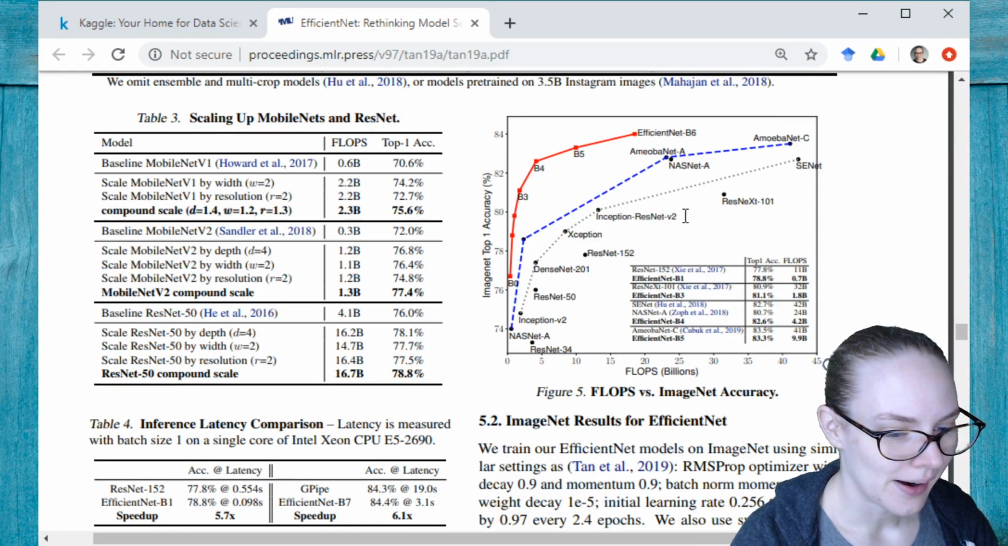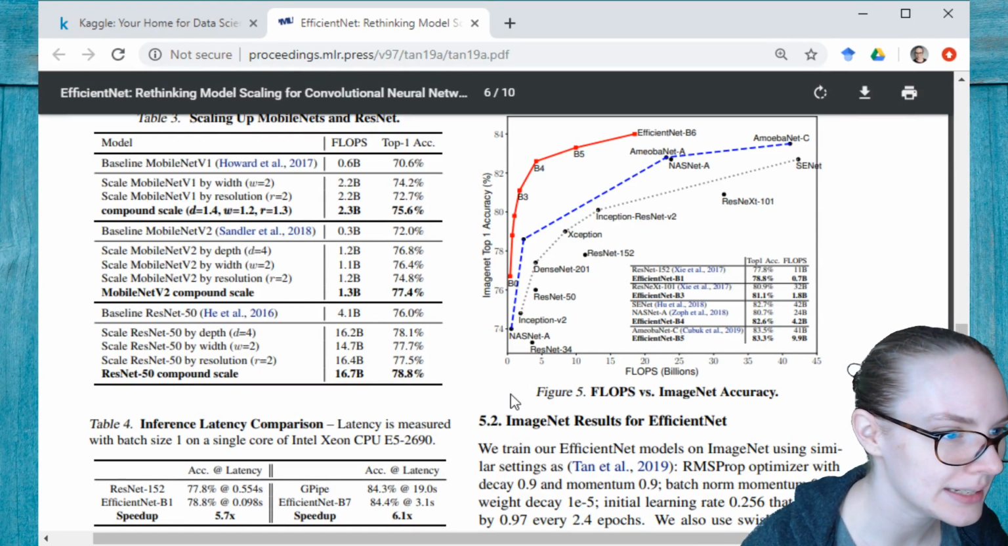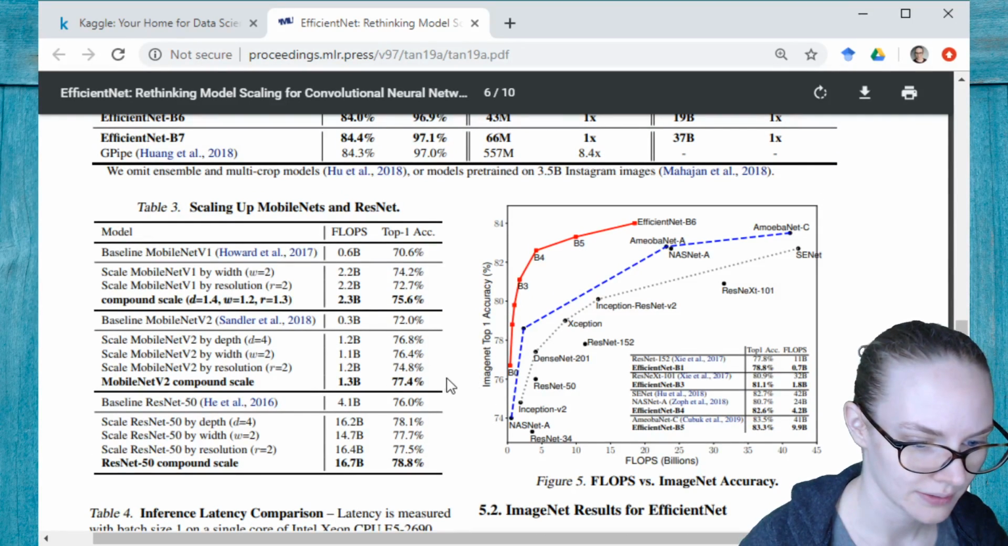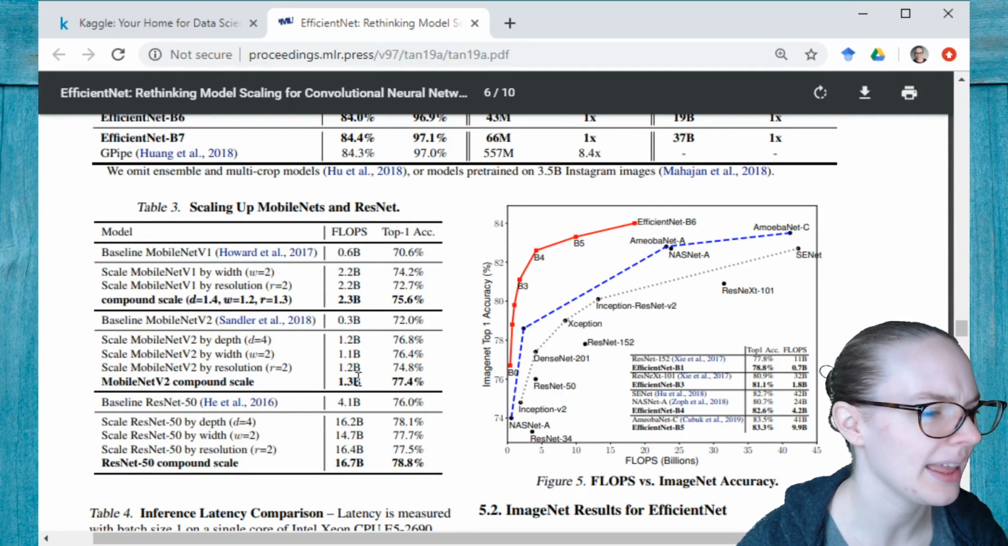All right. Hello, everybody. Table 3. I think I read table 3. Yeah, we went through table 3.